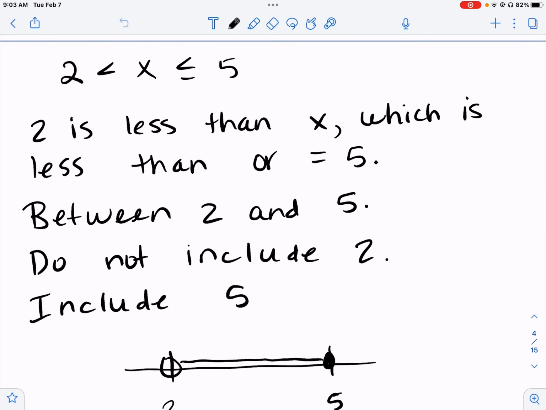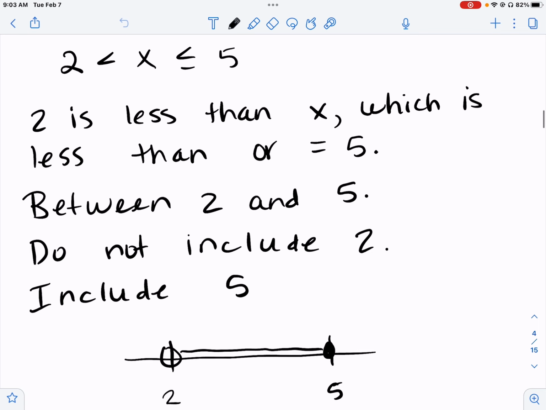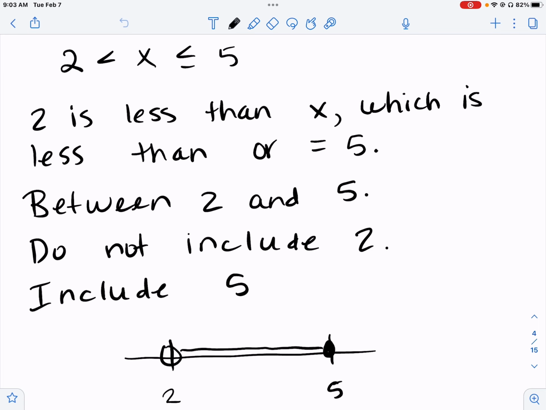2 is less than X, which is less than or equal to 5. This means between 2 and 5. Do not include 2 because it just has less than. Include the 5 because the 5 has the or equal to. So open circle at 2, closed at 5.